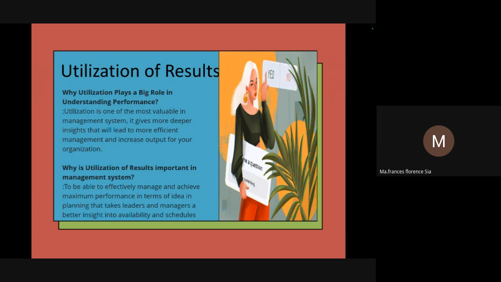So why is utilization of results important in management system? To be able to effectively manage and achieve maximum performance in terms of planning that takes leaders and managers a better insight into availability and schedule. With the utilization of results, it will help you to shift tasks around and reduce the risk of burnout, where it is an indicator whether it is time to step up in recruiting efforts and add additional resources to your area. It can help you to be better prepared for the next project and identify strengths and areas for improvement.